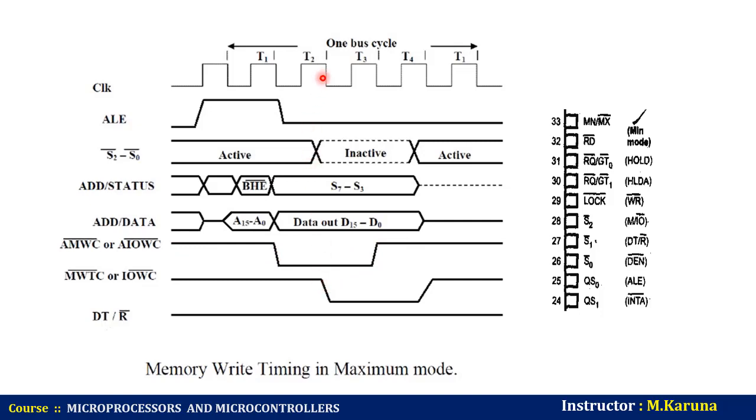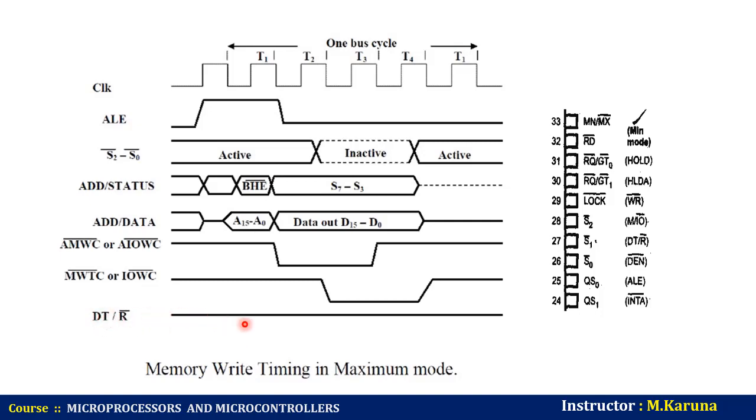So this is a write timing diagram. Write means transmitting, data transmitting from the microprocessor to the IO device or memory. Here we are talking about memory, so we are writing memory write command. Writing means transmitting, which means an active high signal, this is a high signal.